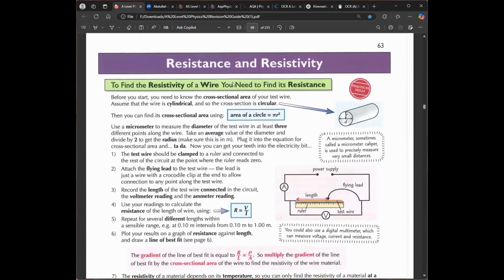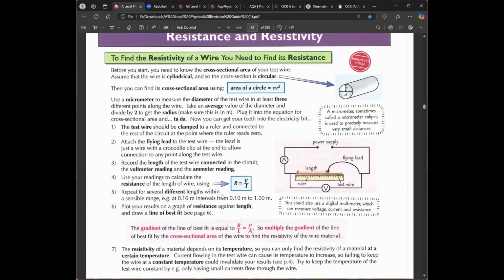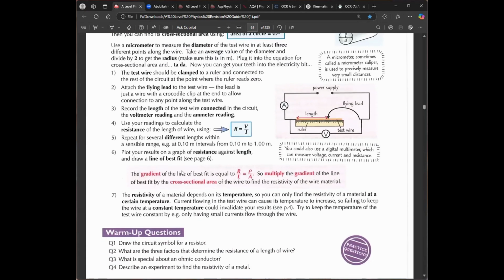Now they just talk about the resistivity of a wire. You need to find its resistance. So they just talk about how you can basically calculate it. So area of a circle, that's basically the cross-sectional area that we talked about in the resistivity formula, and similar things like that. But nothing too major to go through. So if you understand all these equations, there's nothing new over here. So I'm just going to move here. Let's see what they say.